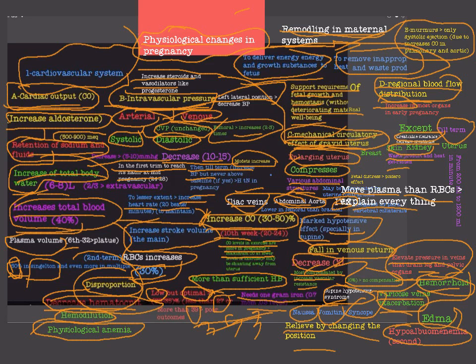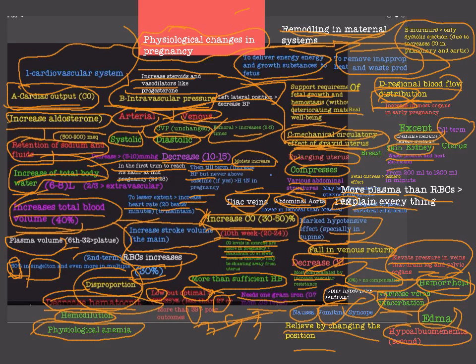The increased blood flow to uterus is very marked. Okay, it is about 1,200 ml per minute, from just 200 ml per minute in pre-pregnancy status. This is about the distribution of blood flow in pregnancy.